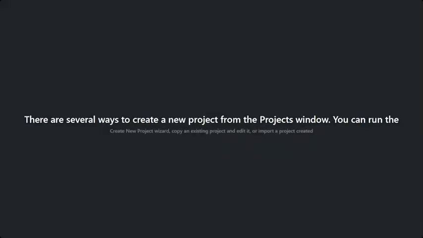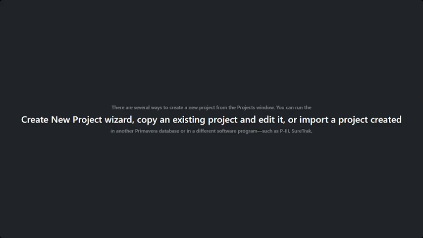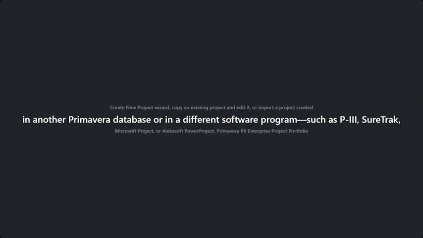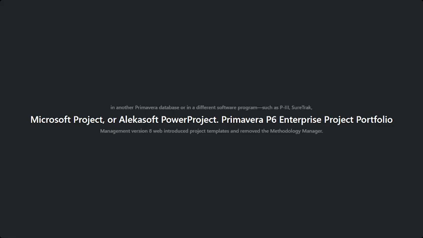new project from the Projects window. You can run the Create New Project wizard. You can copy an existing project and then edit it. Or you can import a project that was created from another Primavera database or from another software program. This includes programs like P3, SureTrak, Microsoft Project, or Elecosoft Powerproject.